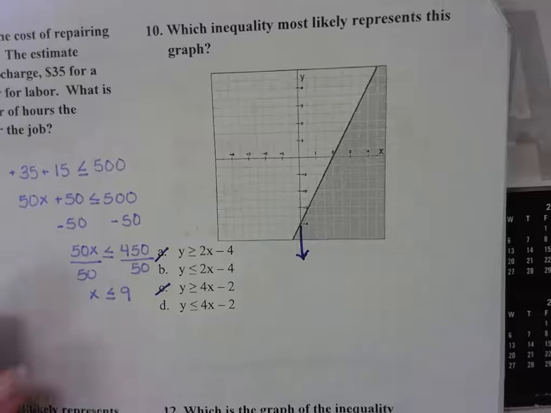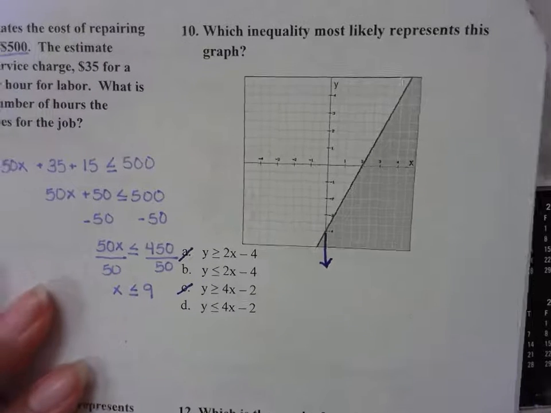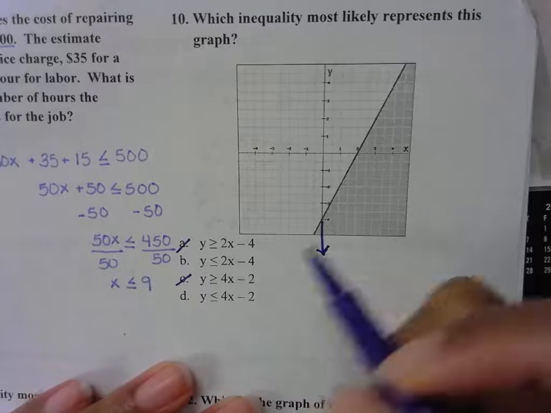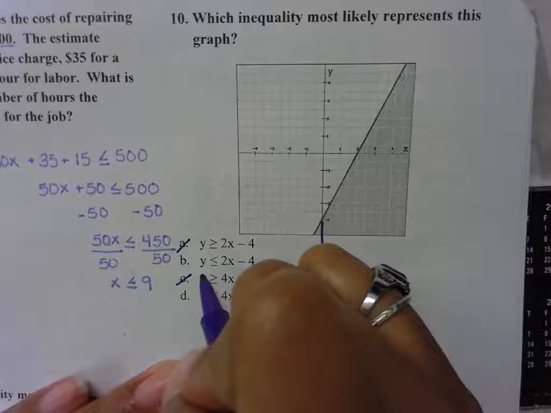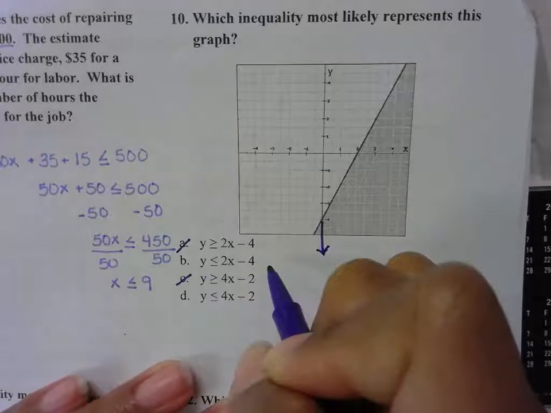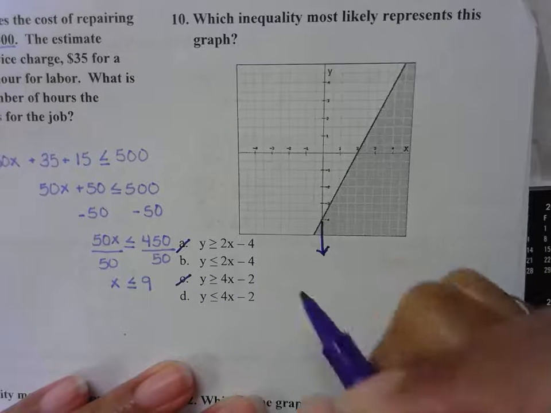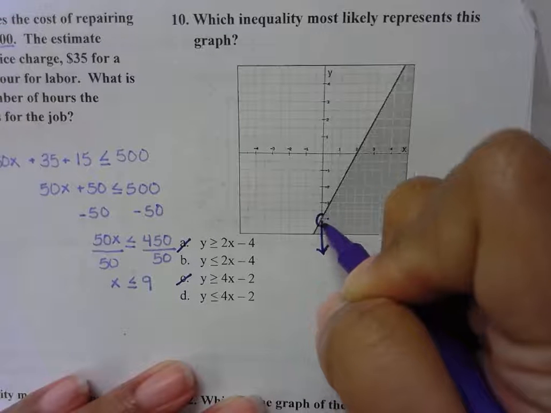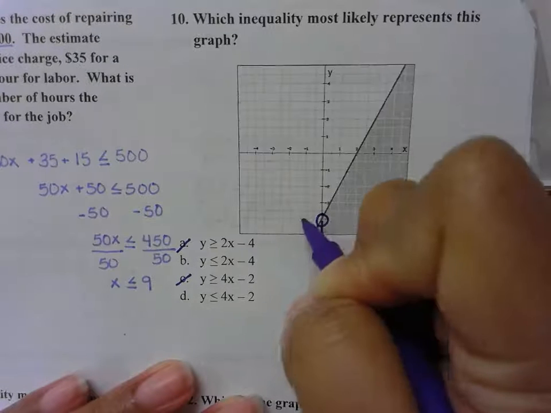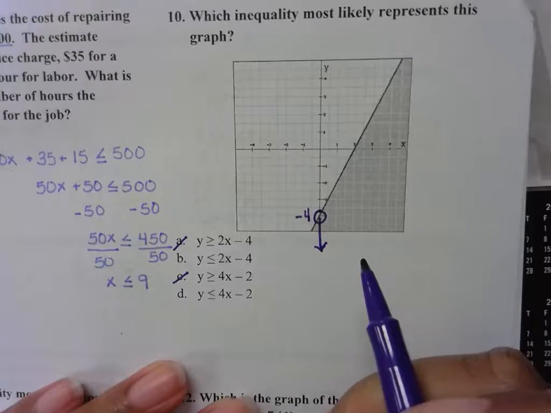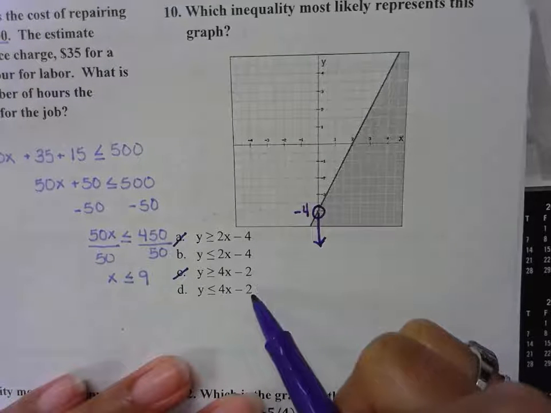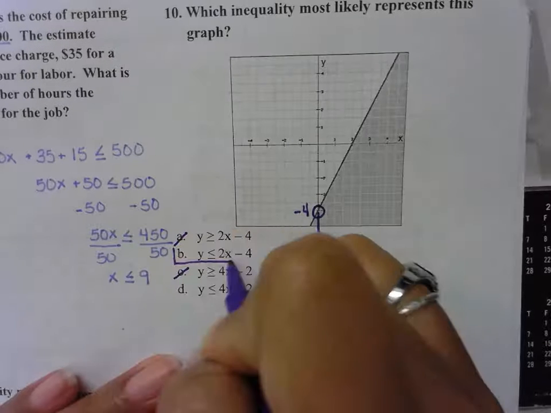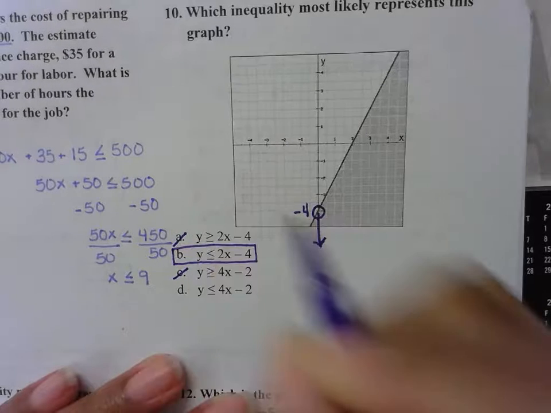Okay. So now, to make a decision between B and D, I notice that it's written in slope-intercept form. So all I have to do now is look at the different y-intercepts. So where does my line cross the y-axis? It crosses at -4. So between B and D, only B has the y-intercept of -4. Therefore, B is the answer to number 10.